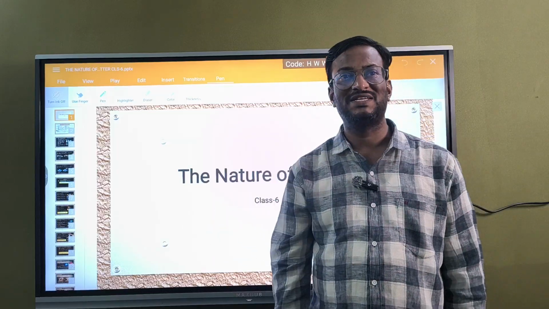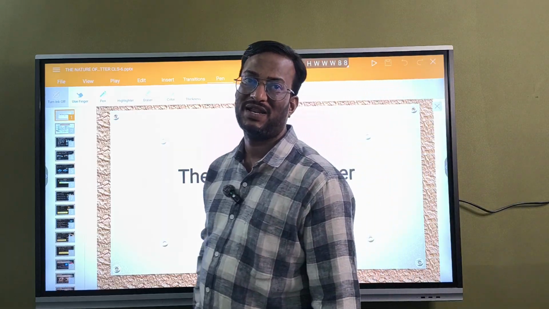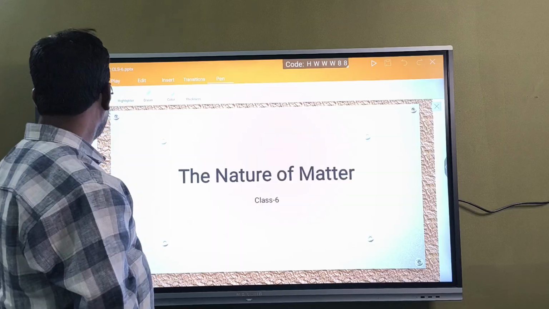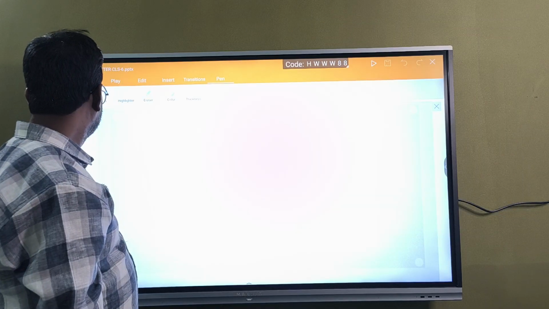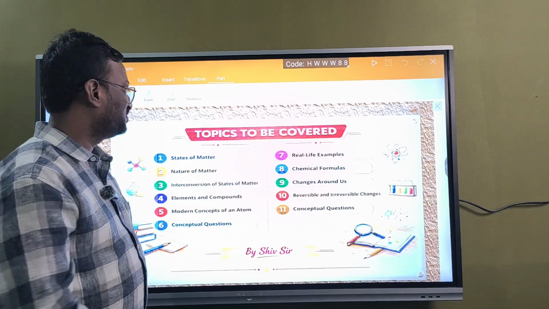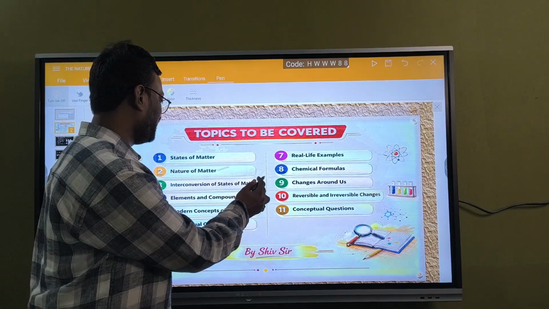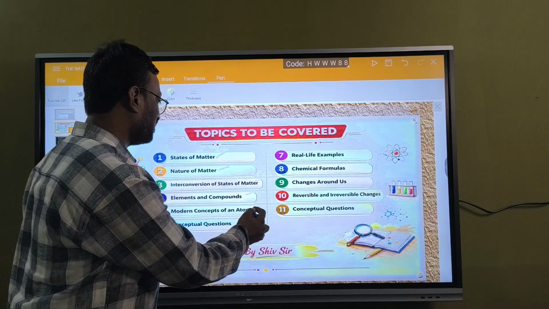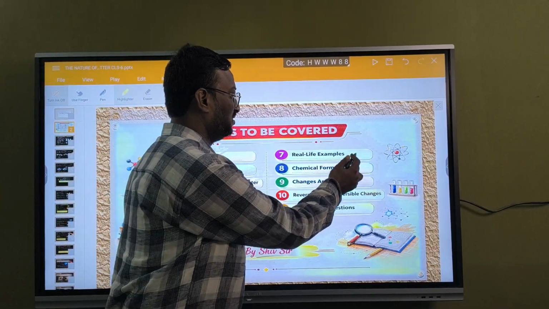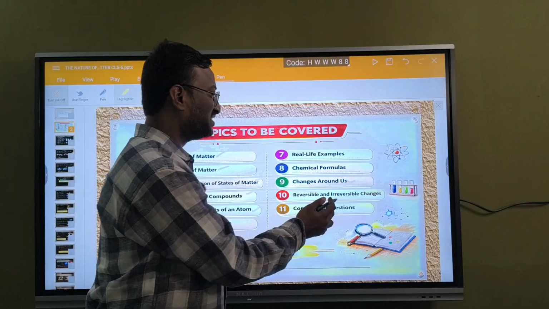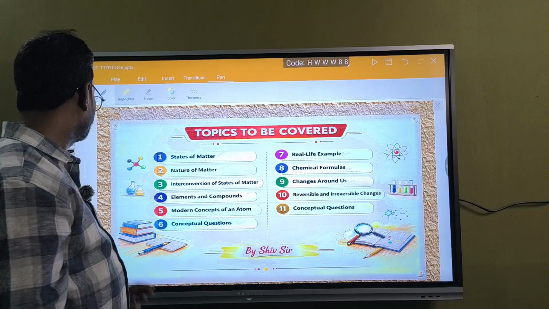Today we will learn the second chapter in our chemistry, that is nature of matter. We shall see the topics we are going to cover in this nature of matter. Number 1 is states of matter, 2 nature of matter, interconversion of states of matter, elements and compounds, modern concepts of an atom, conceptual questions, real life examples, chemical formulas, changes around us, reversible and irreversible changes. At the end, a few questions we are going to study.